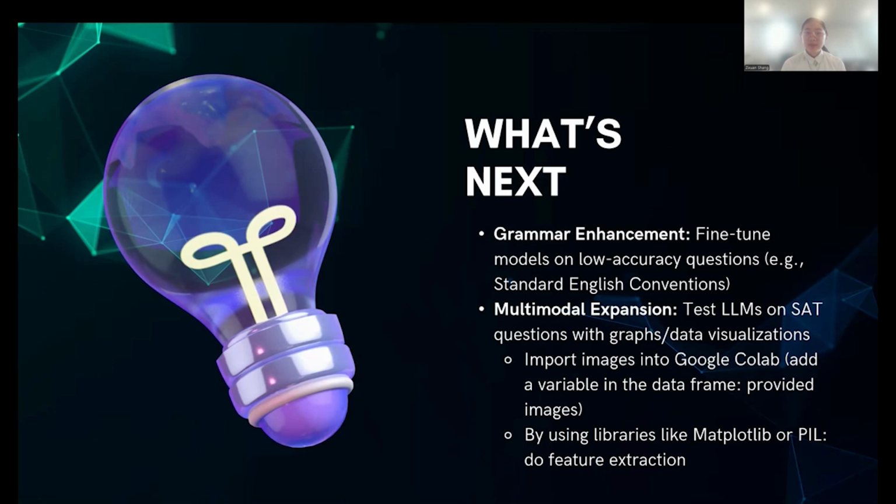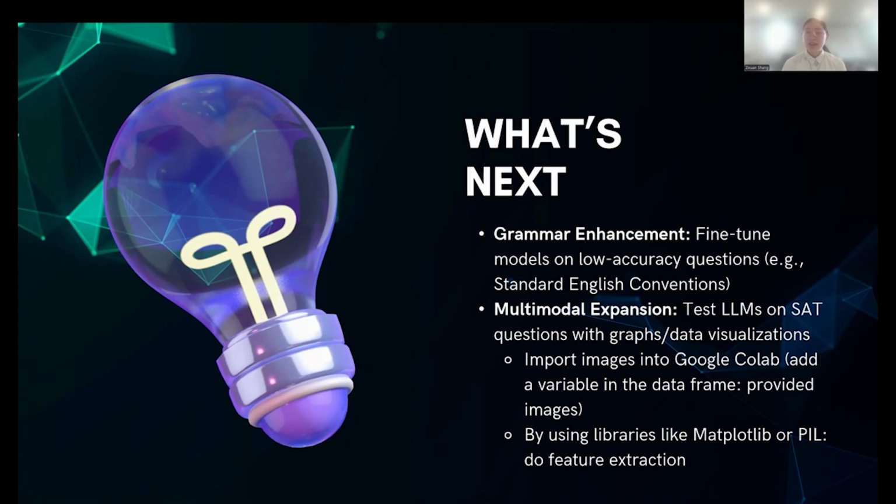For next steps for this study, we could fine-tune the models on the lowest accuracy questions, such as the standard English convention questions. Another way we could do this is to basically just feed them more of these grammar questions and then embed more of the grammar rules into their infrastructure. And then another thing we could do is test LLMs on SAT questions with graph and data visualizations, because this study excluded all of the questions that needed an image for the model to answer.